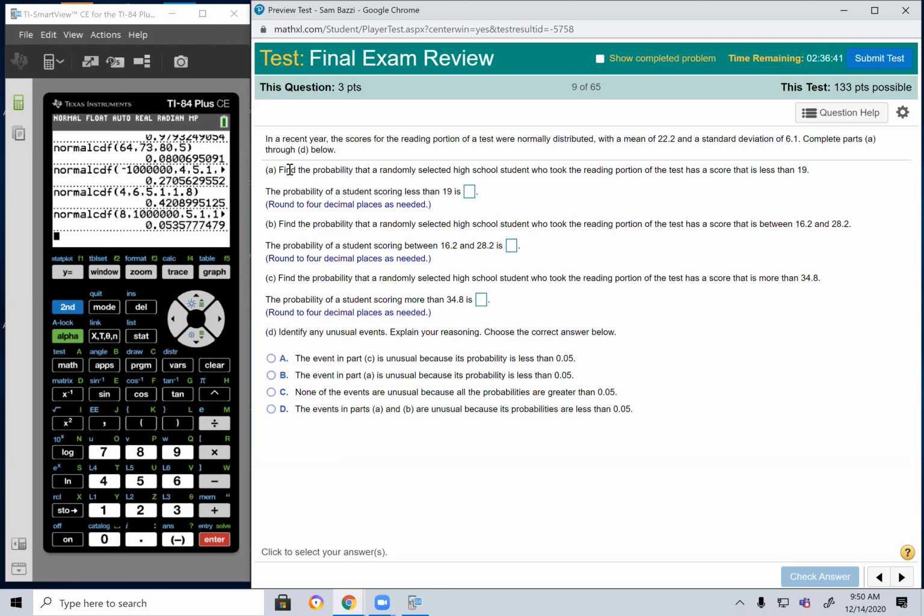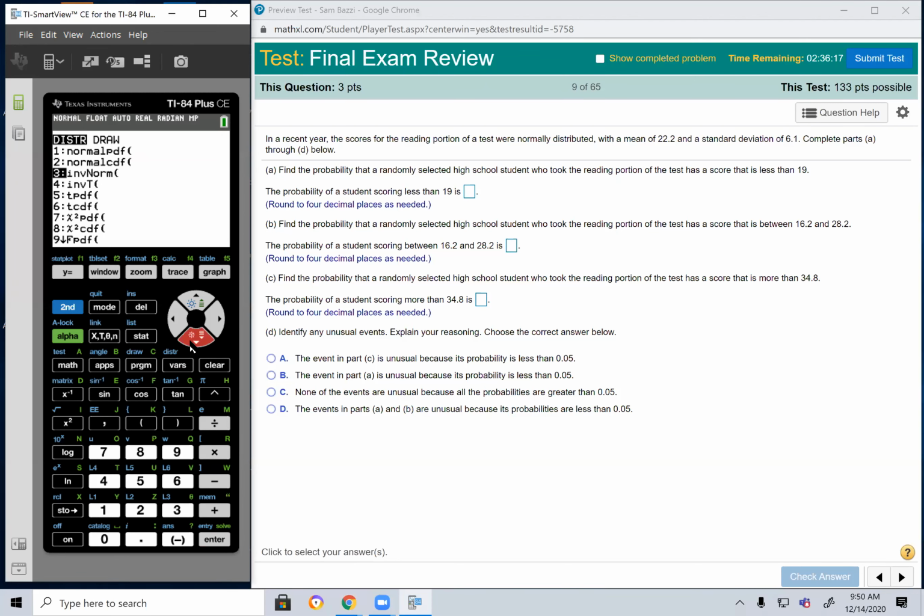Okay, here is another one. In a recent year the scores of the reading portion of a test were normally distributed with a mean of 22.2 and a standard deviation of 6.1. Complete parts A through D. Find the probability that a randomly selected high school student who took the reading portion of the test has a score that is less than 19. So less than 19, you already know what to do.